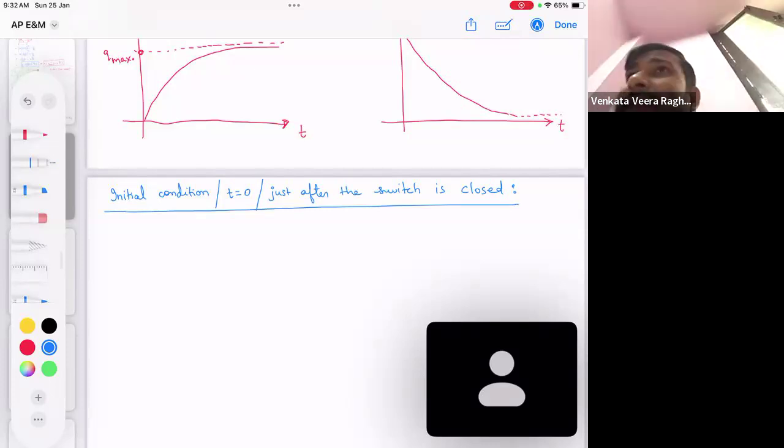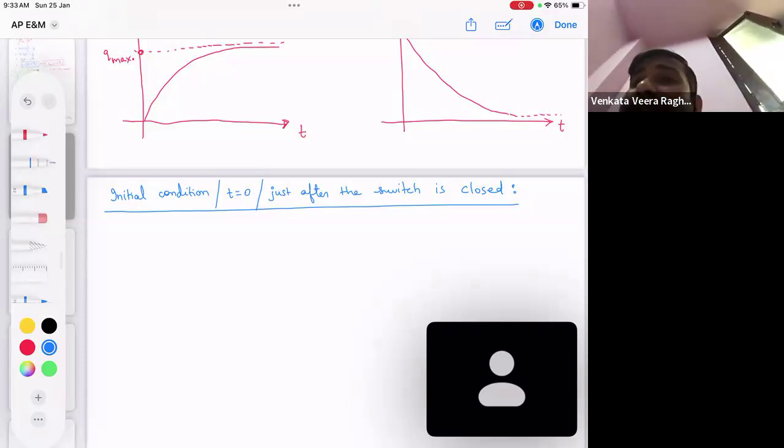But if I close the switch, then suddenly what will happen? The current will start changing in that. So we want to know what is going to be the circuit condition just after the switch is closed. Okay, the next moment when the switch is closed, what is going to happen? That is what we want to understand in this part.